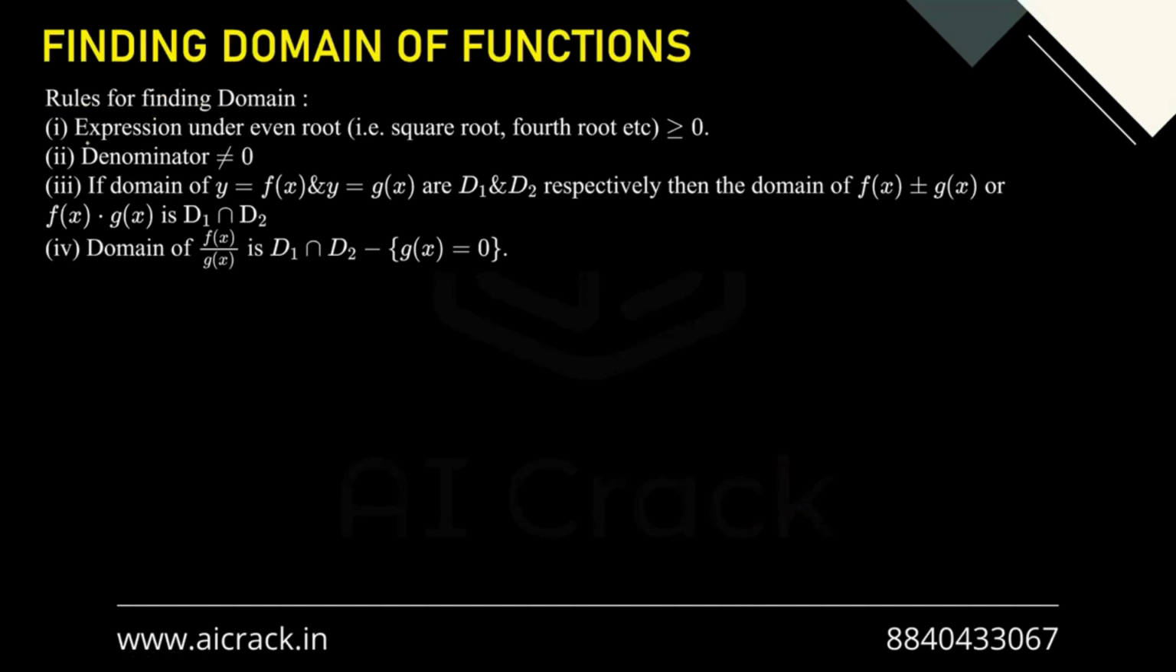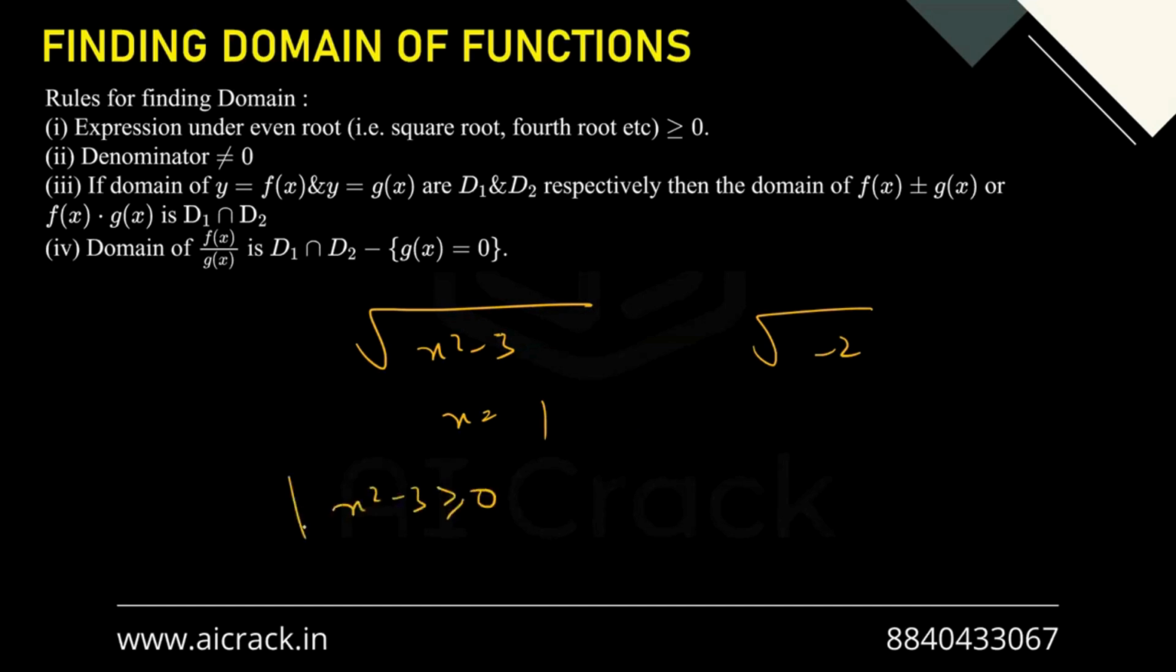Okay. So the first rule is expression under even root, that is square root, fourth root, etc., should be greater than equals to 0. So let's say we have a function under root x square minus 3. Now let's say x equals to 1. Now in that case, this function would become under root minus 2. That is not possible, right? Because that would be not real, that would be imaginary. In that case, x is not in domain. So what we have to do, we have to do x square minus 3 greater than equals to 0, because only those kind of inputs would be allowed inside a domain, inside a root, right? Even root.